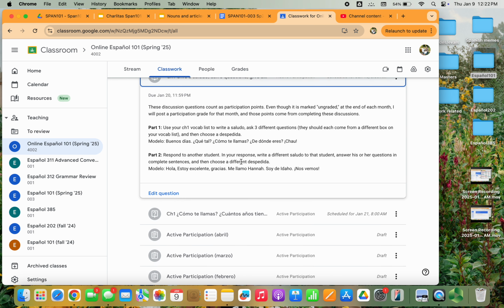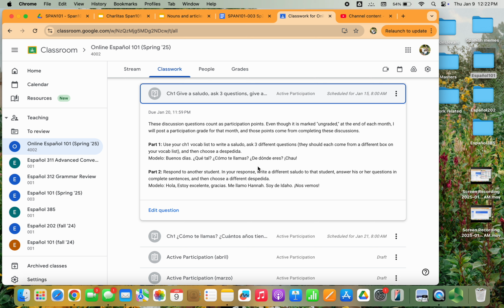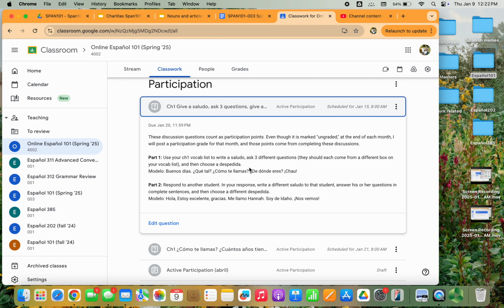So the assignment is listed as ungraded, but it is in fact counting towards your participation points. So make sure that you're doing your participation, the questions that are posted. There should be about 2 each week. I think that'll be about the average. Some weeks it might be 1, some weeks it might be 3. So on average, we should be sitting at about 2 per week.